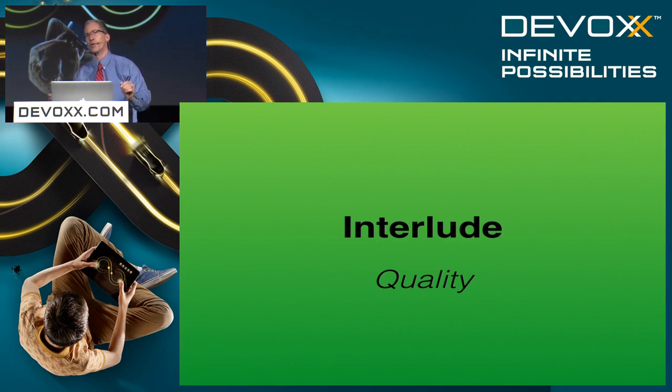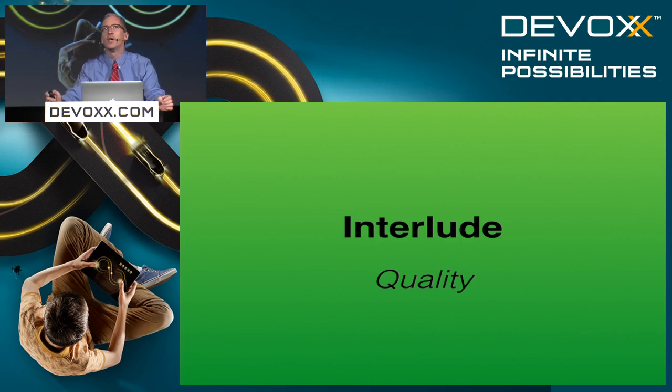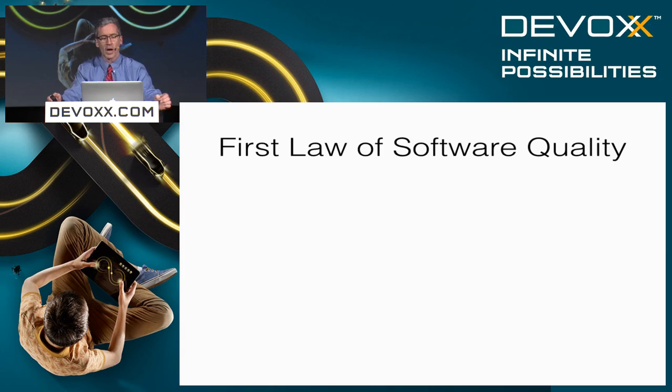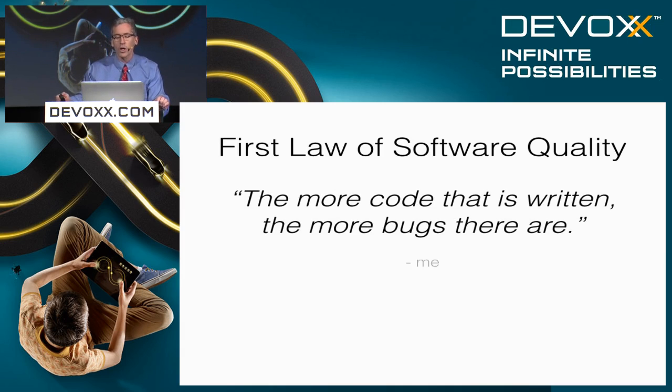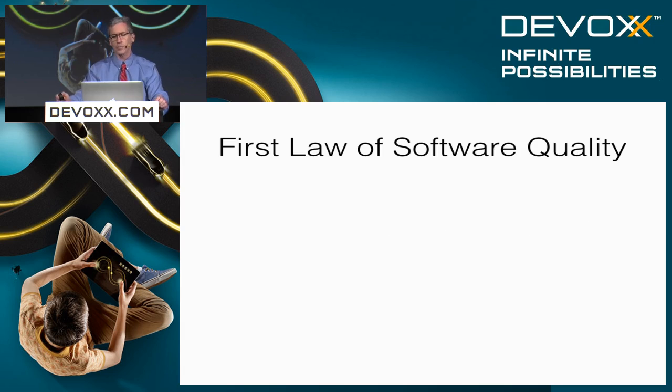It's so important. So I'd like to take a look at some of the driving factors in software quality today. So I have a law that I created called the first law of software quality, and it goes like this. The more code that is written, the more bugs there are. And you can quote me on that because it's my quote.